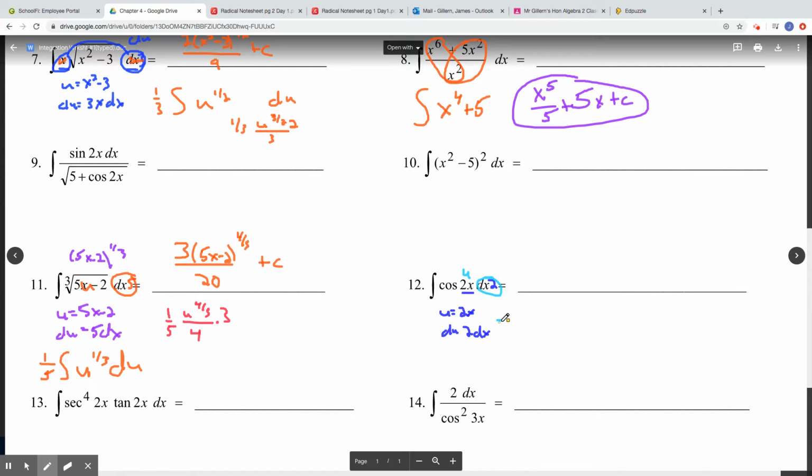So I can rewrite this as 1/2. Why is the 1/2? Because I put a 2 in there. Got to compensate by putting the reciprocal on the outside. Cosine u du. And what is the integral of cosine? The derivative of what is cosine? It is sine. So 1/2 sine u plus c, and you just go back and replace it. So 1/2 sine of 2x plus c. And there is your answer.